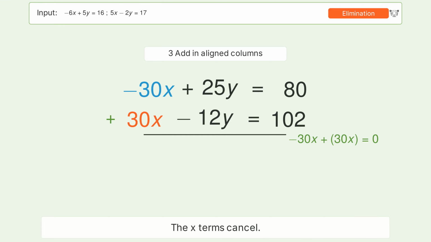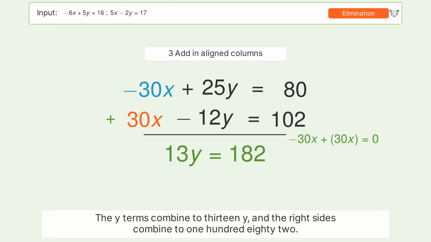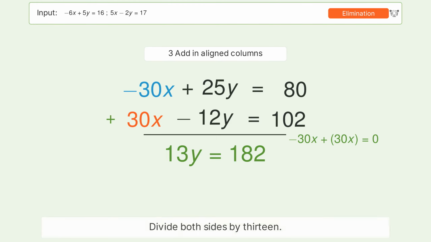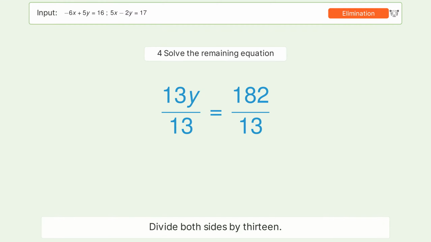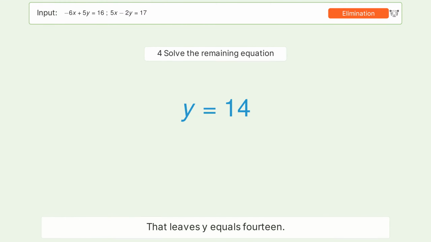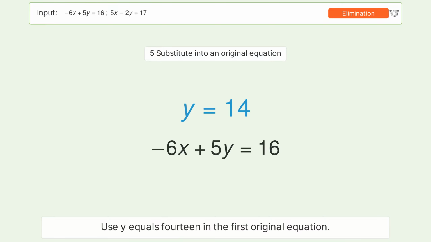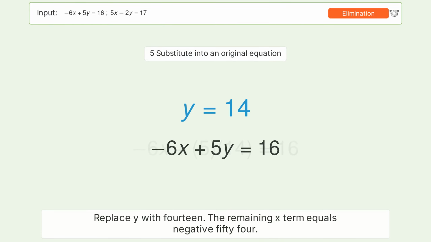The x terms cancel. The y terms combine to 13y, and the right sides combine to 182. Divide both sides by 13. That leaves y equals 14. Use y equals 14 in the first original equation. Replace y with 14. The remaining x term equals negative 54.